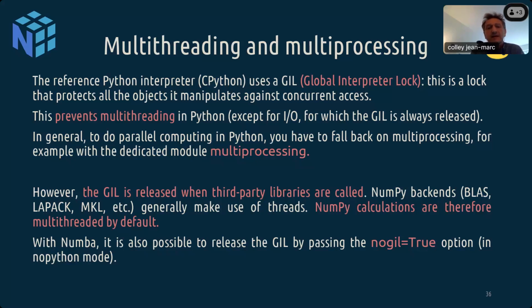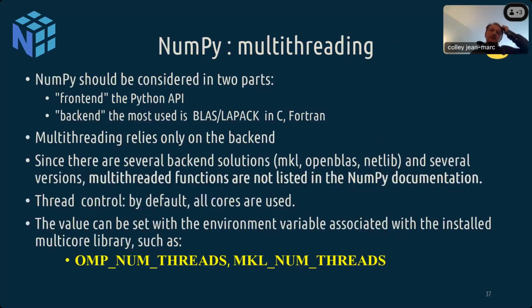NumPy backends, BLAS, LAPACK, and CUDA generally make use of threads. NumPy calculations are therefore multi-threaded by default. With Numba, it's also possible to release the GIL by passing the nogil=True option. So, in fact, NumPy should be considered in two parts: the front end with the Python API, and the backend. The most used is BLAS LAPACK in C and Fortran.